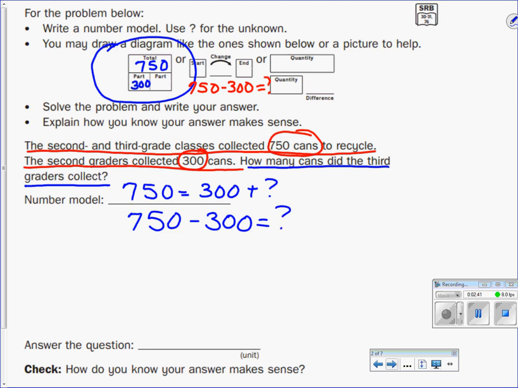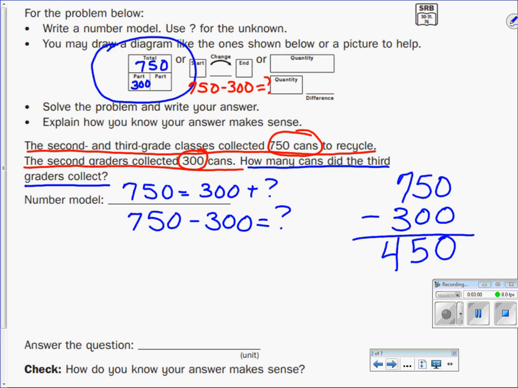Okay, so if we take that and we subtract 750 minus the 300 cans that the second graders collected, 0 minus 0, 0. 5 minus 0 would be 5, and then 7 minus 3 would give us 4. So 450 cans. So come down here and we're going to write our answer, 450 cans.